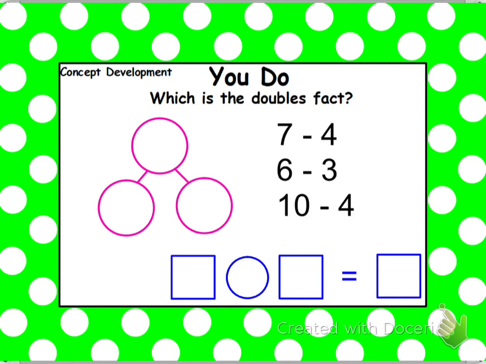Good. So now I want you to look at this. 7 minus 4. 6 minus 3. 10 minus 4. Which one is the double? I want you to look at your board. Which one of these is showing the double? Let's see if you get it right.